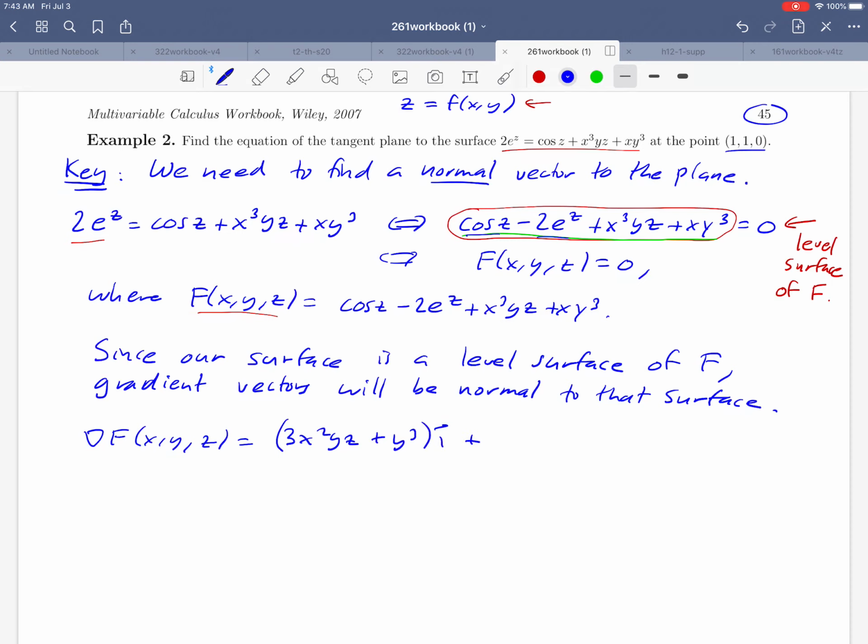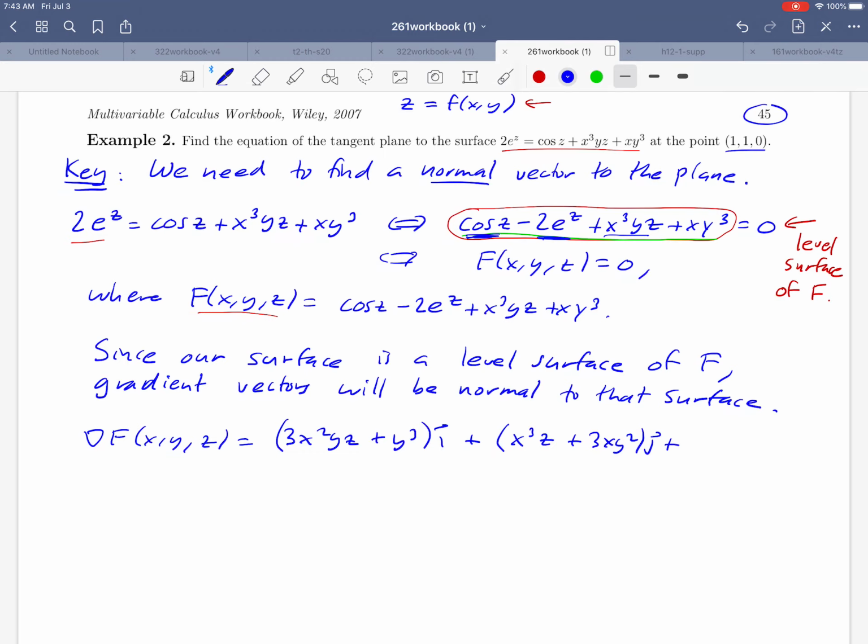And then we're ready to take the derivative with respect to y. And again, we're going to get 0 for those first two terms. And let's see, derivative of the third term with respect to y is just going to be x cubed z, it looks like. And the last one would be 3xy squared.